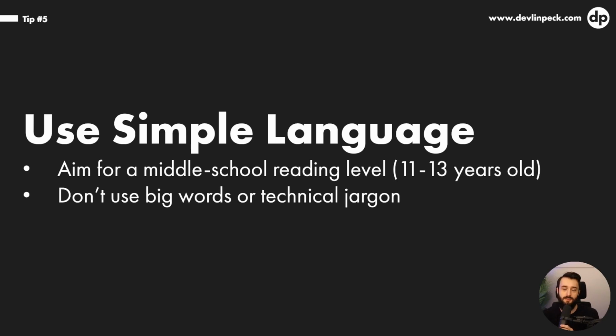Don't use big words or technical jargon. Of course, for some types of learning experiences, for very technical training, we'll have to use some technical jargon. But as long as your audience is comfortable with it and you're not using it just for the sake of using it, it will be good to keep it simpler. And then write short, simple sentences. So the simple language, this goes for the words that you're using as well as the sentence structure.